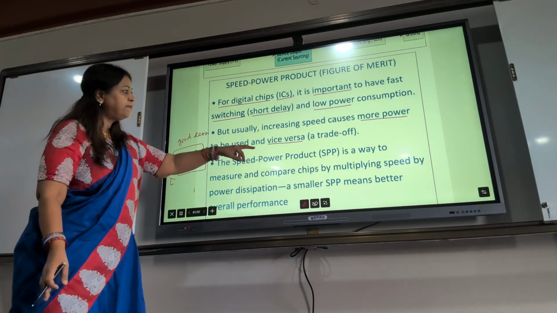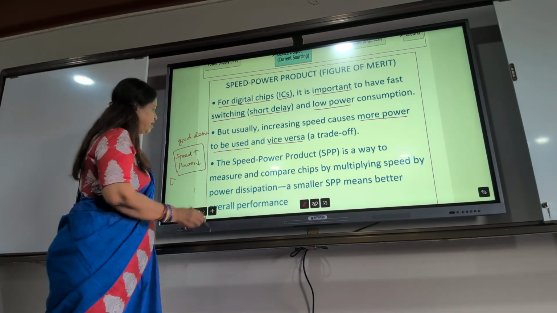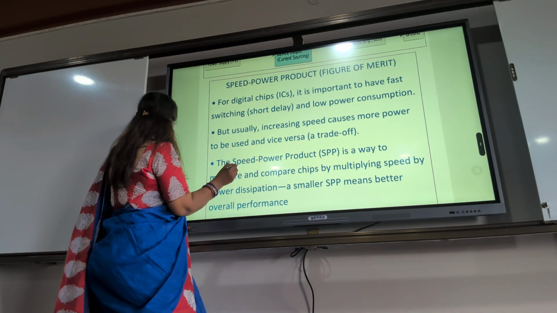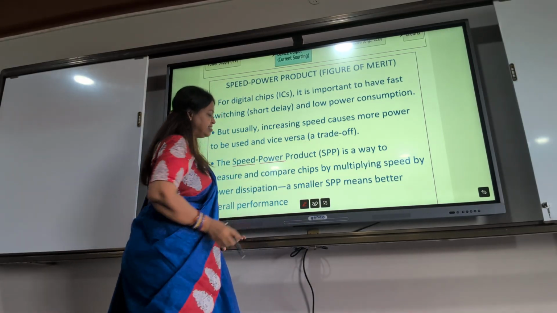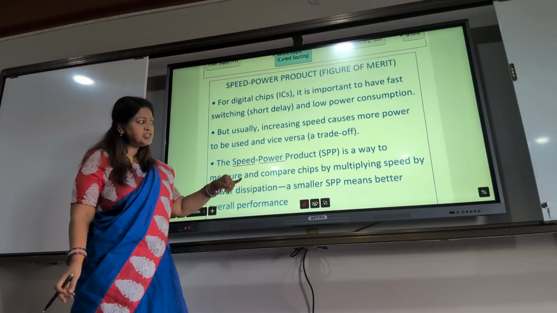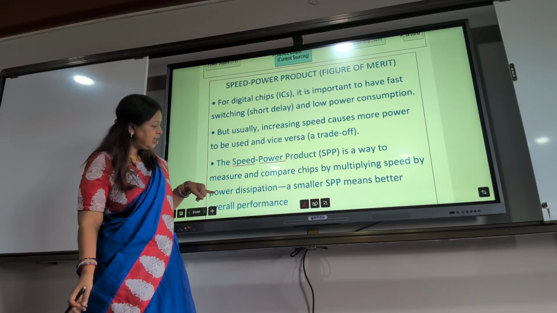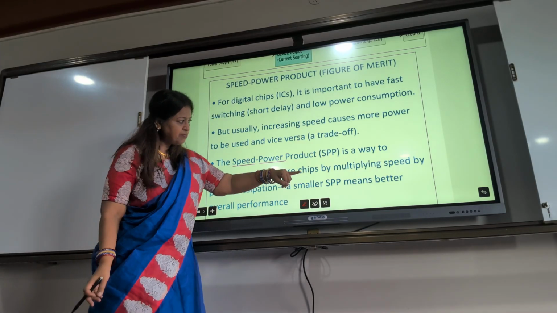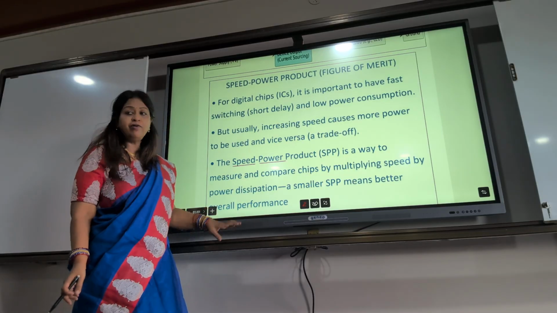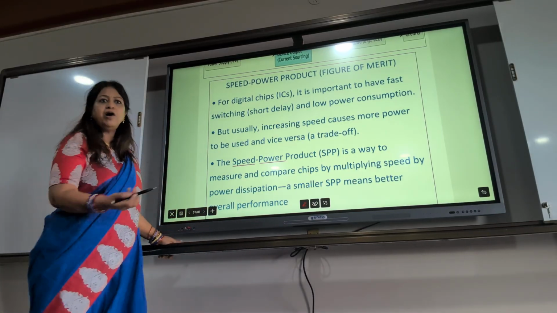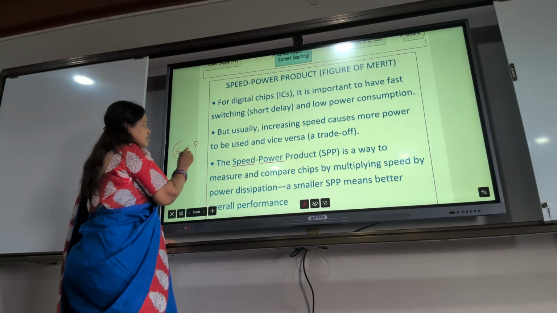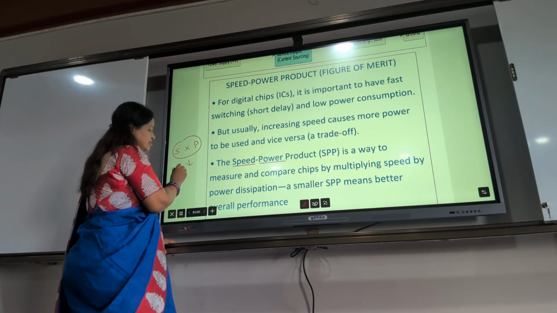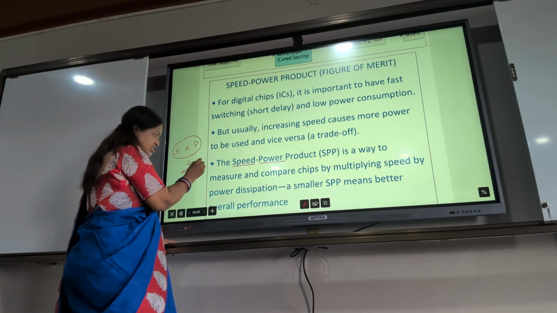So the speed power product, that is speed into power. Speed and power combination product is a way to measure and compare the chips by multiplying speed by power dissipation. A smaller SPP means better overall performance. Smaller means speed into power. This product should be as small as possible.